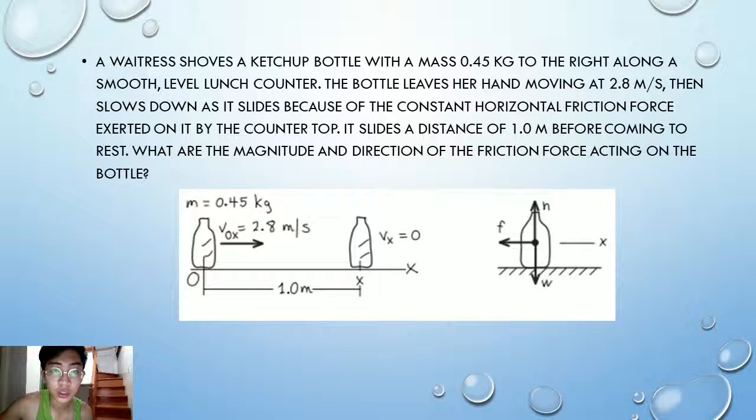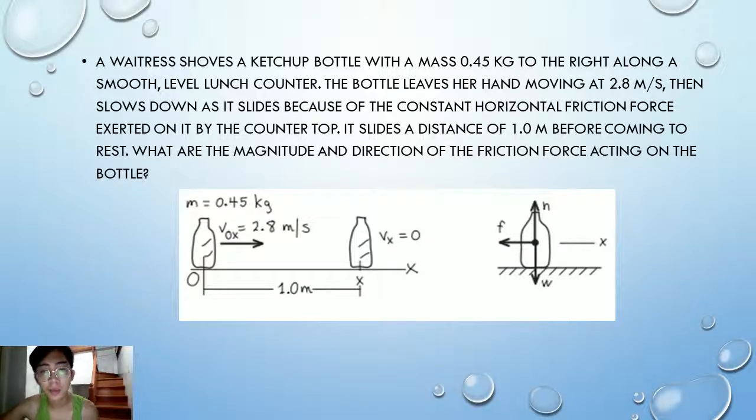A waiter shoves a ketchup bottle with a mass of 0.45 kilograms to the right along a smooth, level lunch counter. The bottle leaves her hand moving at 2.8 meters per second, then slows down as it slides because of the constant horizontal friction force exerted on it by the countertop. It slides a distance of 1.0 meter before coming to rest. What are the magnitude and direction of the friction force acting on the bottle?